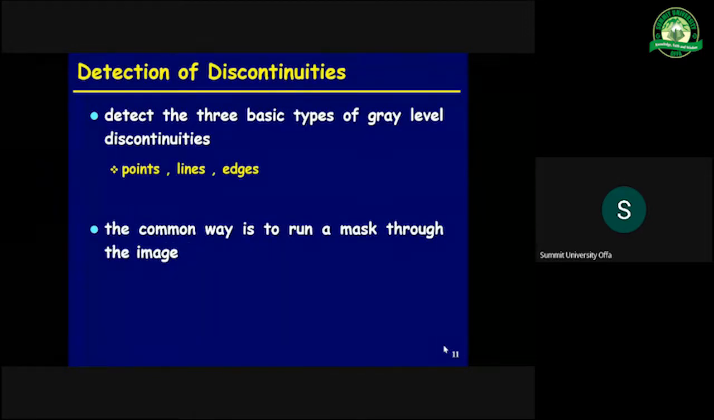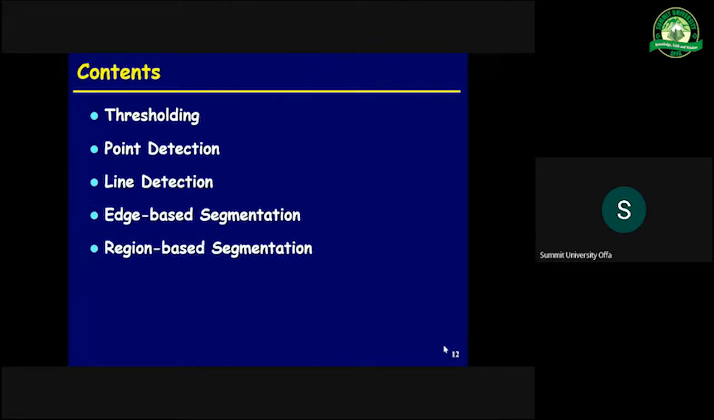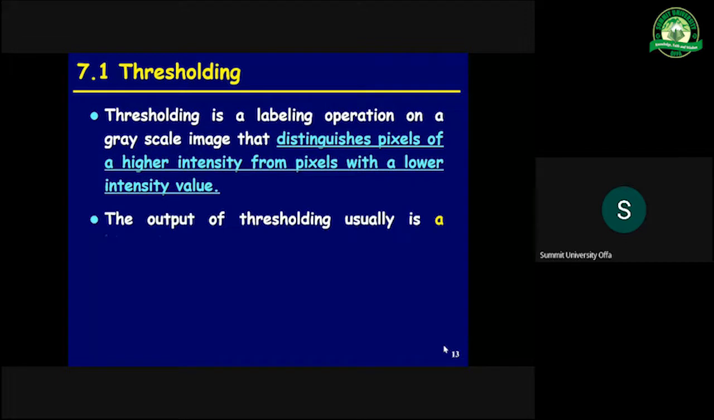So what can we use discontinuity to detect? Number one, we can use it to detect points. We can use it to detect lines or edges. And then these are some of the segmentation approaches. It can be a thresholding technique. It can be point or line detection, or it can be edge-based segmentation.